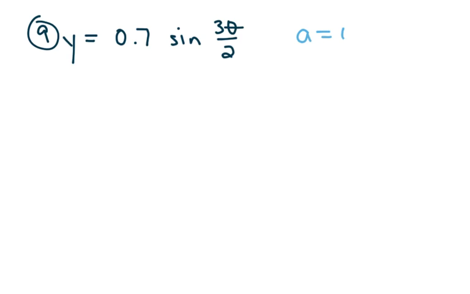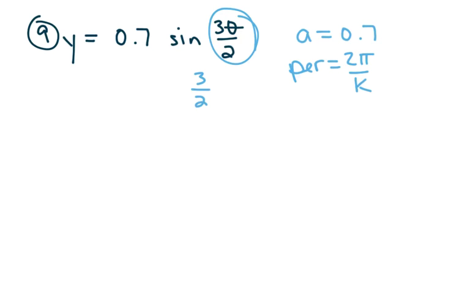The amplitude is 0.7, that's the easy part. But the period is 2 pi over k. What's k in this case? Remember that 3 theta over 2 is the same as 3/2 theta.